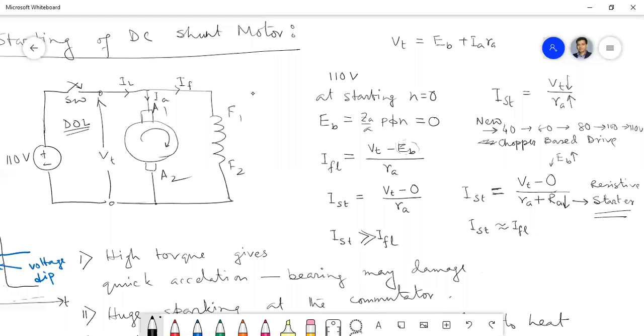Any more doubt? So I think you have understood this. In the next class, I will discuss the resistive starter for the DC shunt motor. Then we will go for the speed control of the DC shunt motor. I think we need 4 to 5 more classes to complete this syllabus.